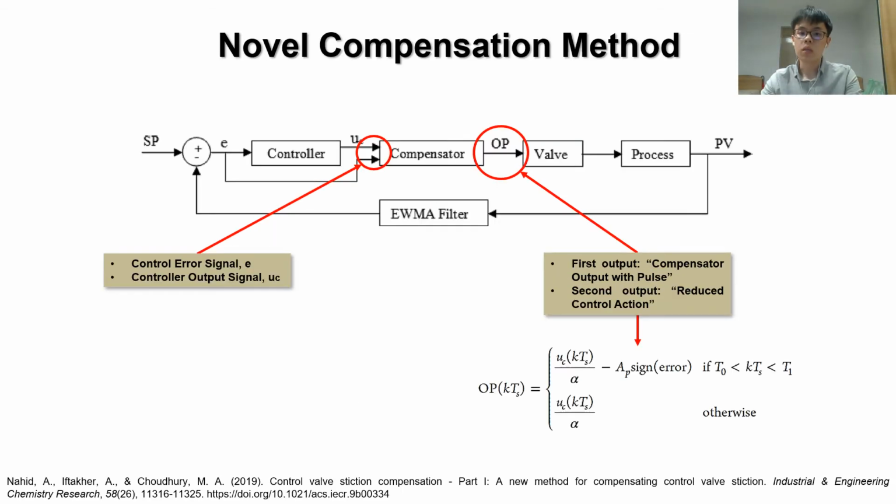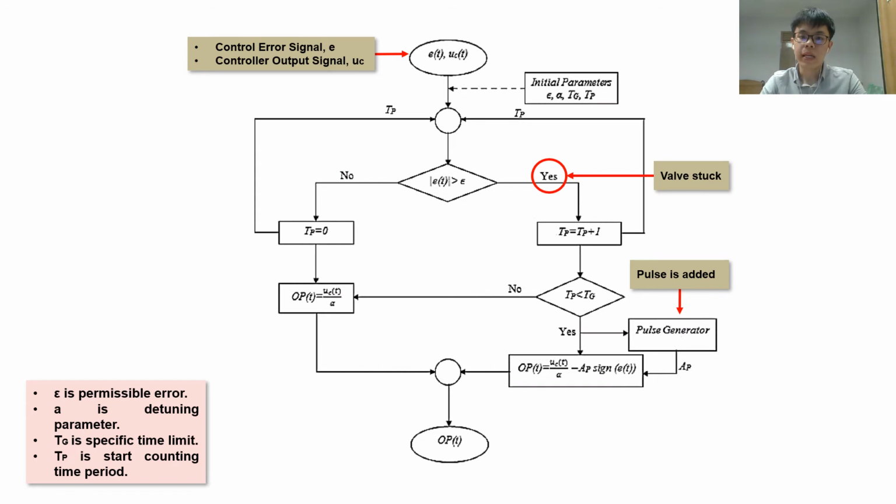Lastly, we will discuss the novel compensation method. The compensator will receive two signals, which are the control error signal and the control output signal. If the valve stem becomes stuck at a fixed position, the error signal keeps increasing. When the error signal reaches the predefined limit, the pulse generator inside the compensator is activated and it will generate a pre-designed pulse. In this compensator, two outputs will be generated, which are the compensator output with pulse and the reduced control actions. Two input signals will enter the compensator.